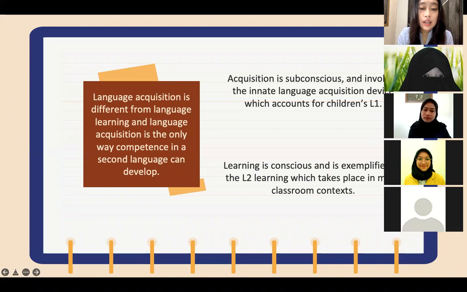is learning. Learning is conscious and is exemplified by second language learning, which takes place in many classroom contexts. An example of the learned system is 1, formal situation. 2, depends on aptitude. 3, uses grammatical rules.